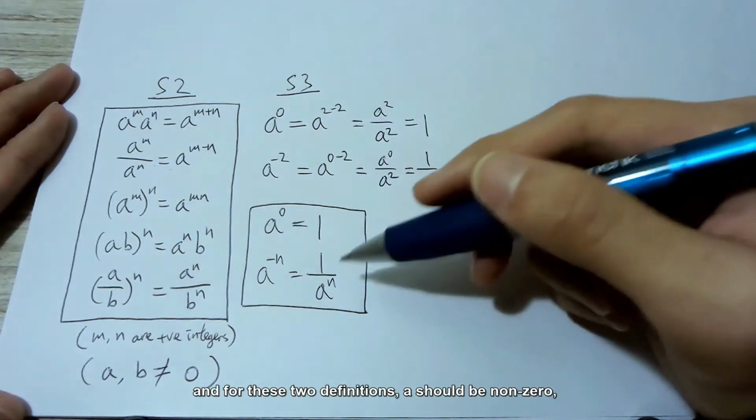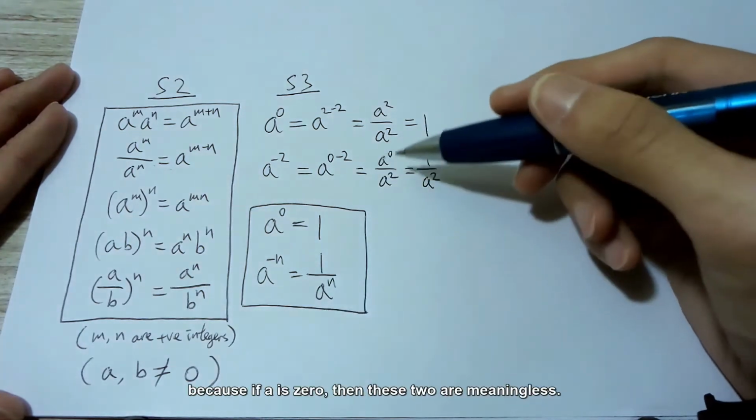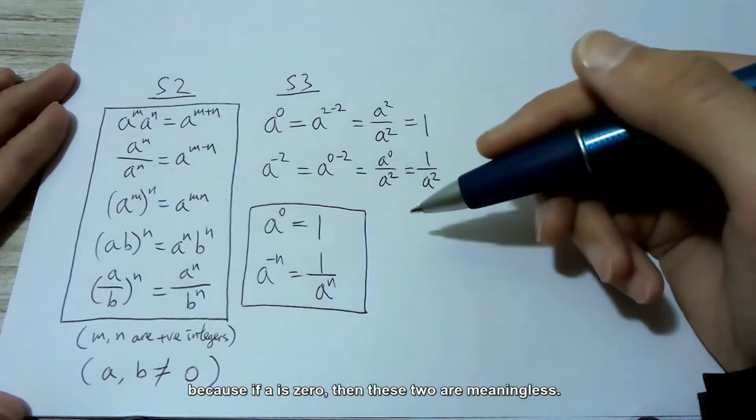For these two definitions, a should be non-zero, because if a is 0, then these two are meaningless.